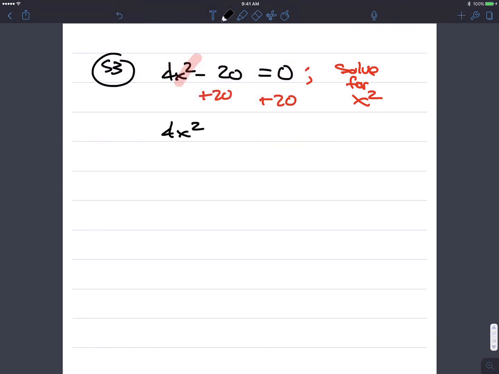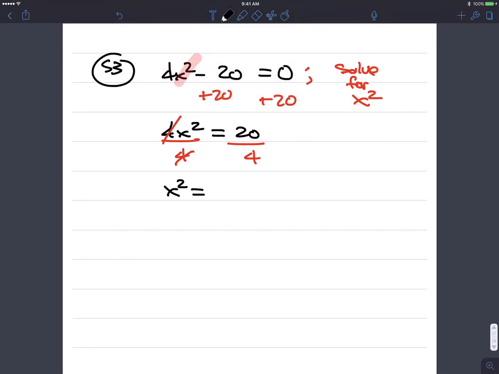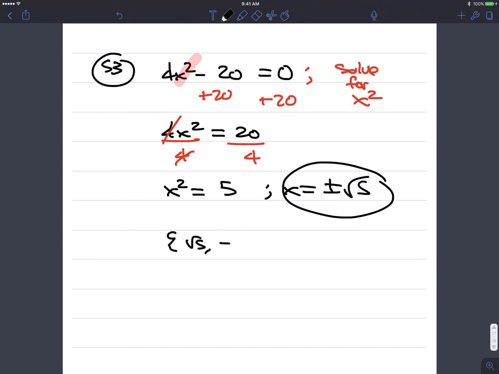4x squared equals 20. Divide 4 to both sides. X squared is 5. The square root formula says x is plus or minus the square root of 5. We can't simplify the radical, so we are done. This is our set notation.